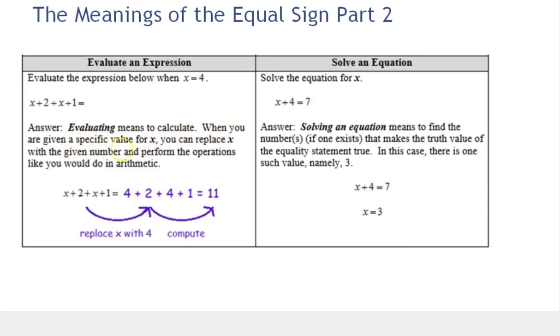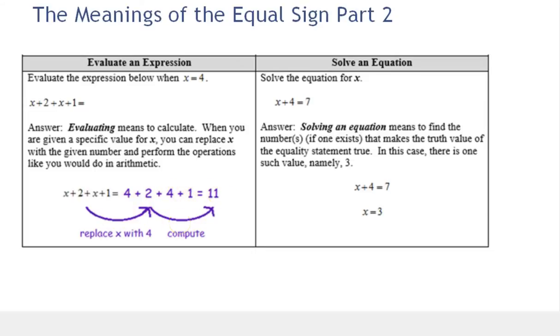When you are given a specific value for x, you can replace x with the given number and perform the indicated operations. Here is our algebraic expression. We replace both of the x's with 4's, so these are equal given that x equals 4. That's a truth assumption we make. Now you add them all together. 4 and 2 is 6, and 4 is 10, and 1 is 11, and compute.